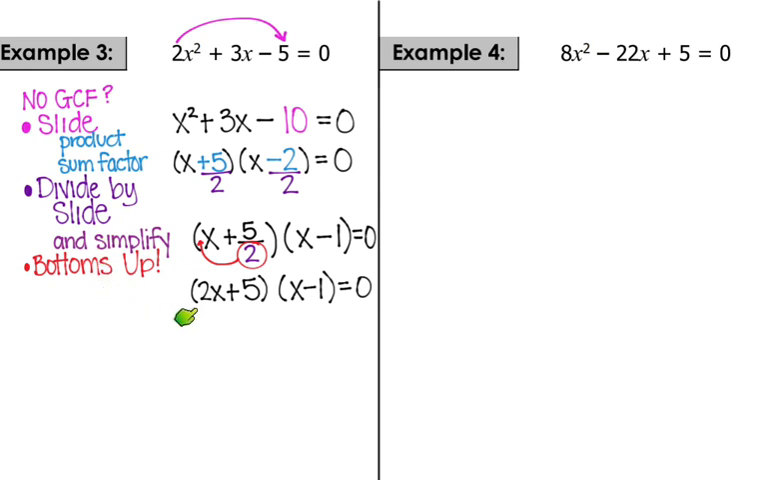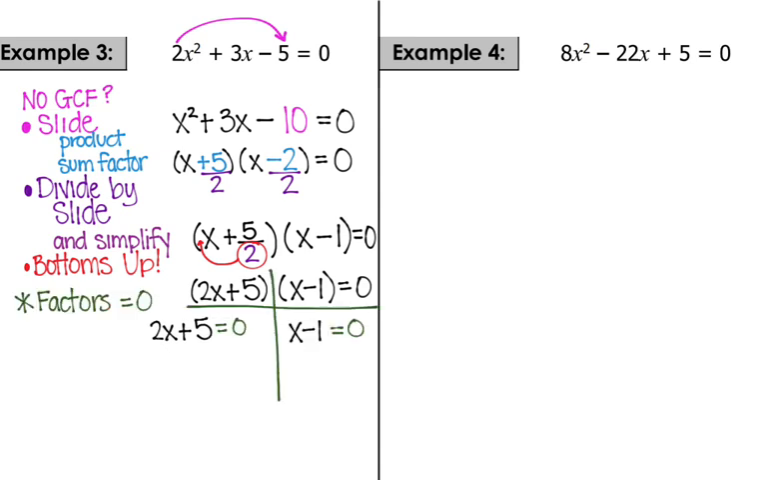Once we have now completely factored the polynomial, the quadratic, we do the bar and the line, and we set each of our factors equal to 0 and solve. Well, this first one, to solve for it, we're going to subtract 5 from both sides.